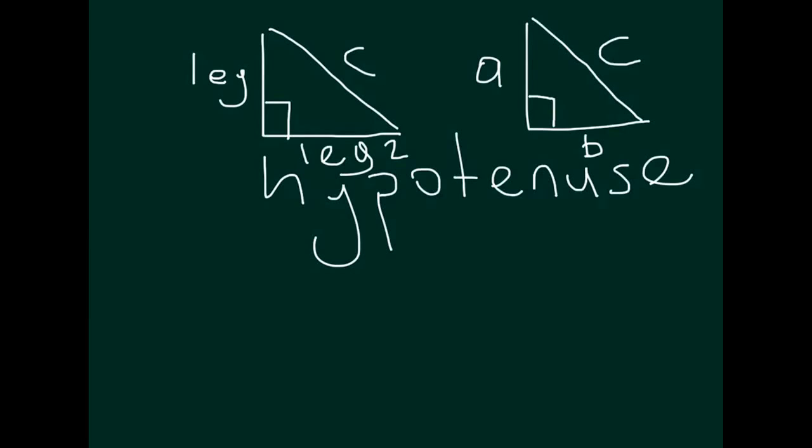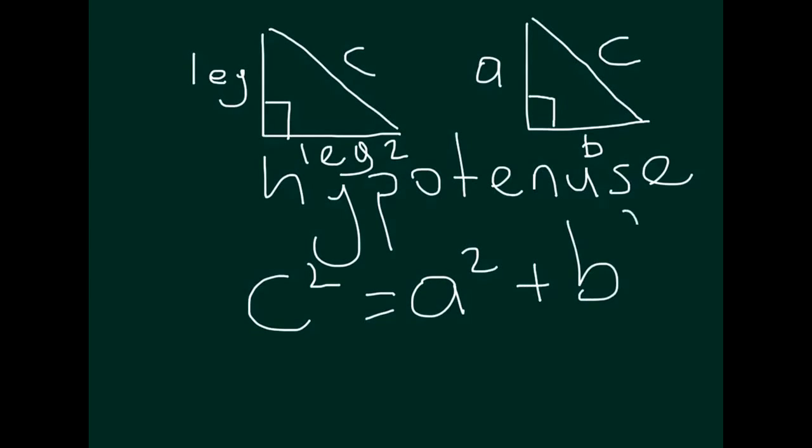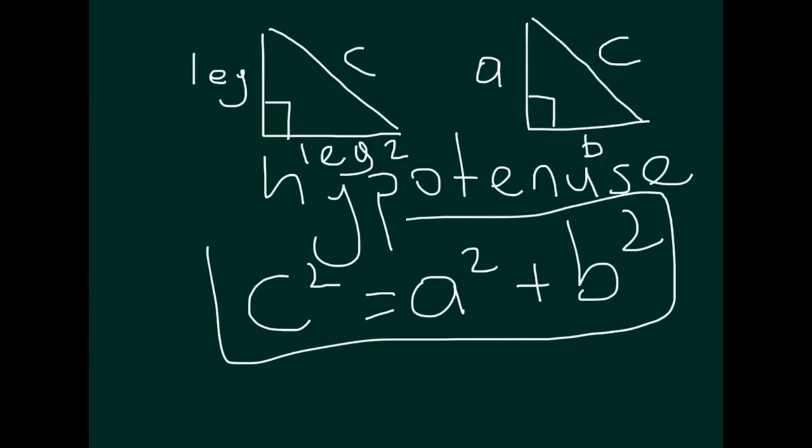So our theory says that C squared, or the square of the hypotenuse, is equal to A squared, or the square of one leg, plus the square of another leg. Right? Everybody got that so far? So this is what you want to write down right now. This is the main theory. C squared is equal to A squared plus B squared.